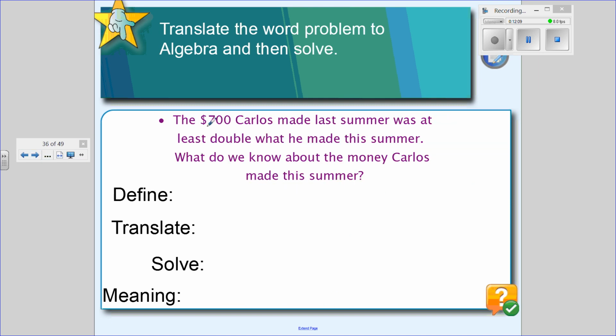Okay. What about this one? The $700 Carlos made last summer was at least double what he made this summer. What do we know about the money Carlos made this summer? This summer, not last summer. So we've got a couple summers here. We've got this dude Carlos. He is earning money. Defining our variable. What do we know about the money Carlos made this summer? Well, I actually don't know what he made this summer because that's the variable. So I'll say C, once again, C, is equal to Carlos's money this summer.